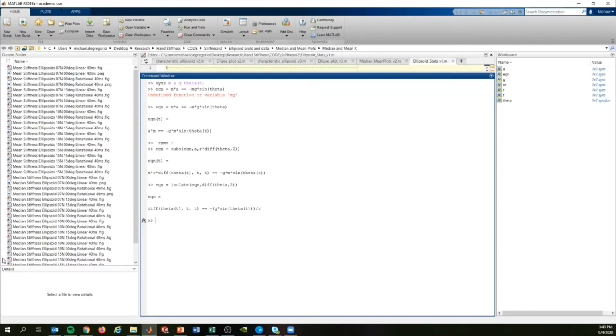But why do we want it to look like that? We want it to look like that because we want everything in terms of theta, right? If we collect the constants g and r into a single parameter, we can talk about the natural frequency, right? So omega naught is equal to the square root of g over r.